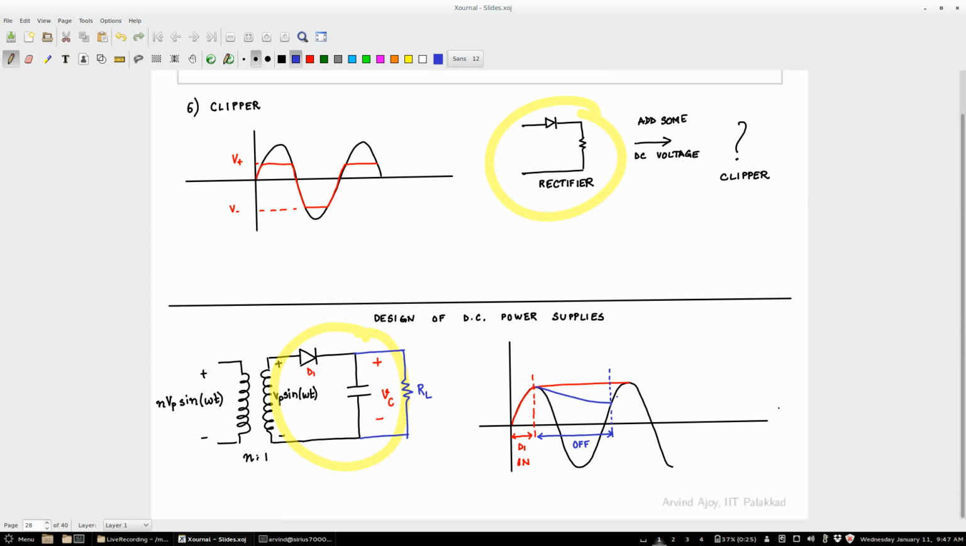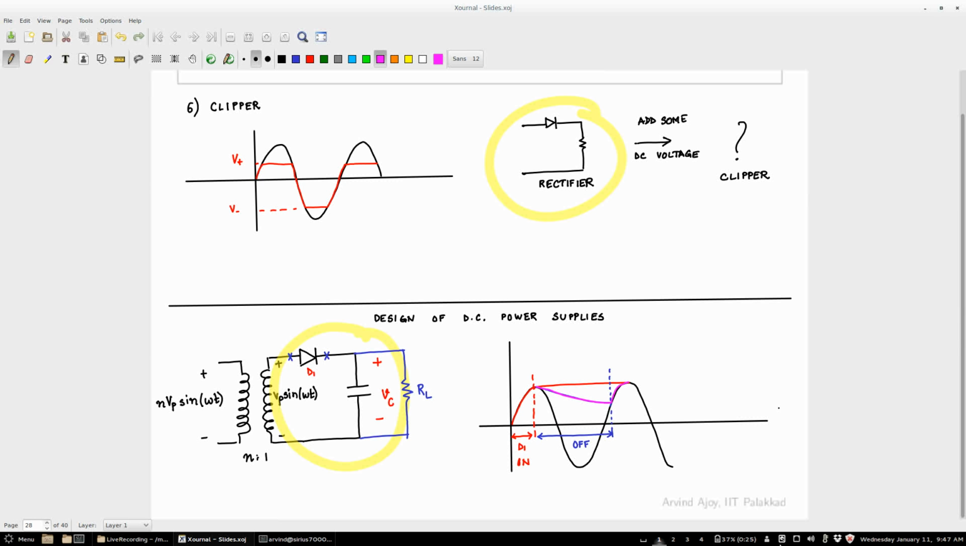The diode will remain off all the way through this region. It will turn on the moment your input voltage goes more positive than the capacitor voltage. When the anode becomes more positive than the cathode, the diode will turn on, right? So you will have a characteristic which is basically like this.